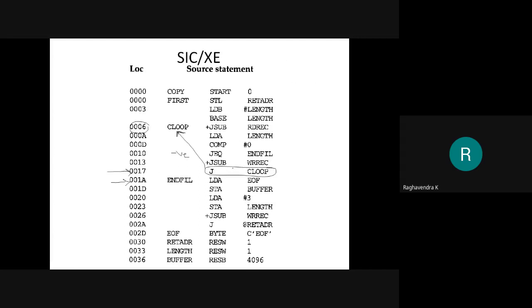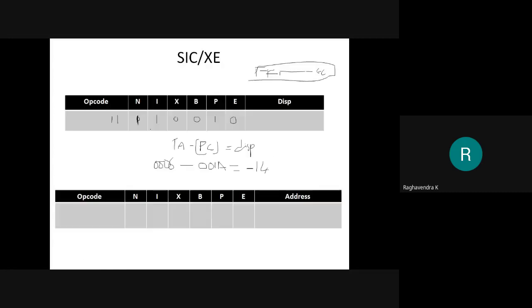The displacement is minus 14. You can also verify that. This is where the PC is. So 3 plus 3, 6 plus 3, 9, 10, 11, 12, 13, 14, 15, 15 plus 3, 6. Like you add it, you'll get 14 in hexadecimal. But it is not plus 14, it is minus 14, because we are going backwards.